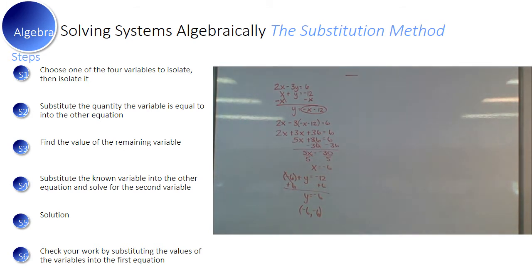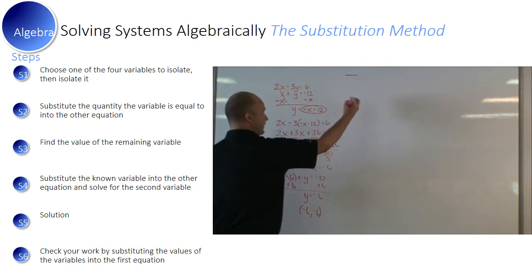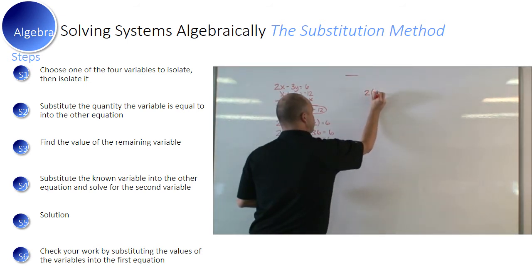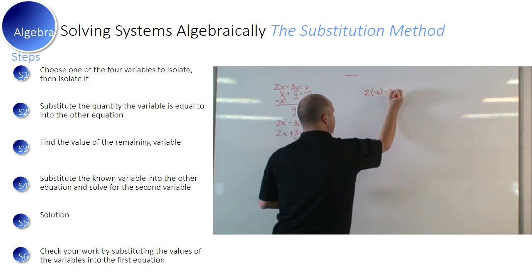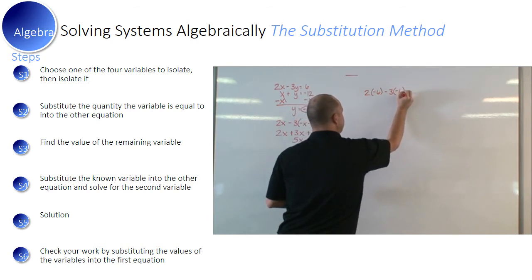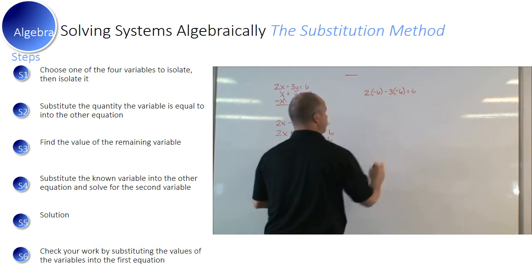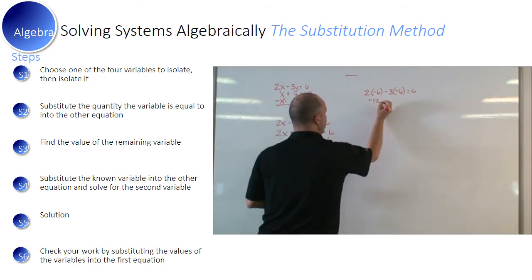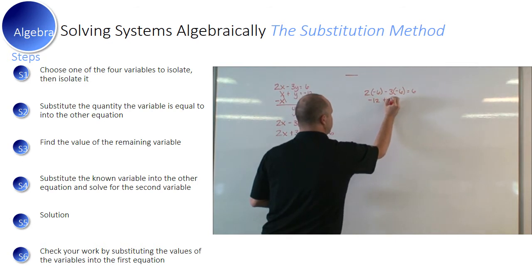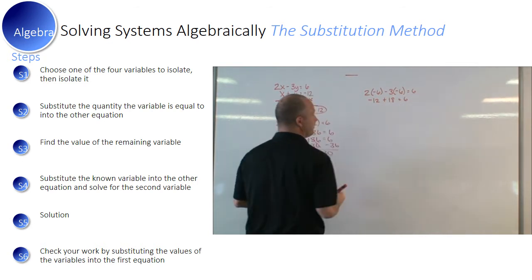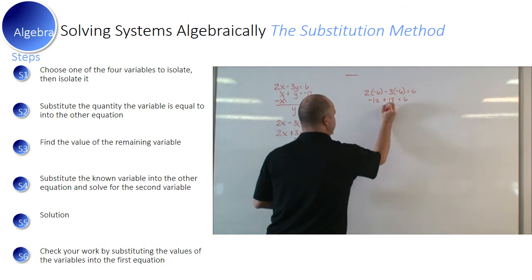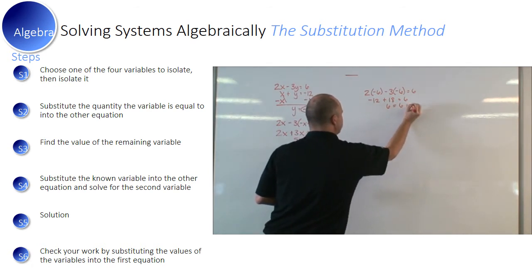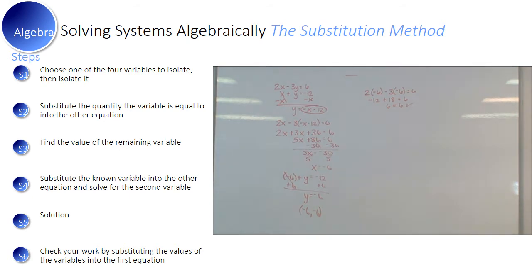In order to check this, what we're going to do is we're going to take the x value and the y value and plug it in to this equation now. So that's going to be 2 times negative 6 minus 3 times negative 6 equals 6. Now we're simply going to work this out. 2 times negative 6 is negative 12. Negative 3 times negative 6 is positive 18, and that's going to be set equal to 6. Negative 12 plus 18 is 6. 6 equals 6, so we know that our solution is correct.